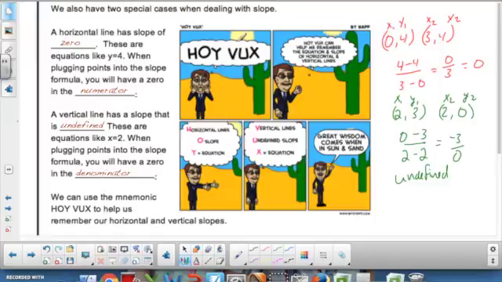If you have trouble remembering which is which, there's a little mnemonic, HOY VUX, however you want to pronounce it, that can help you remember. Basically, H is horizontal lines, O is zero slope, and the Y reminds you that those are your y equals 4 or y equals 2. The VUX, or VU, depending on if you're French or Southern, is vertical lines, undefined slope, and that comes from the x equals equation. So that's a nice little way to remember it.